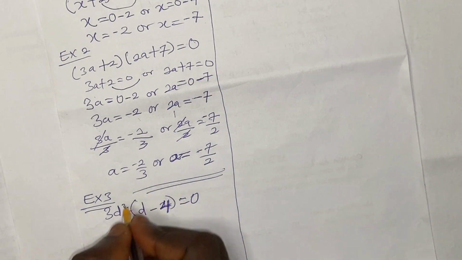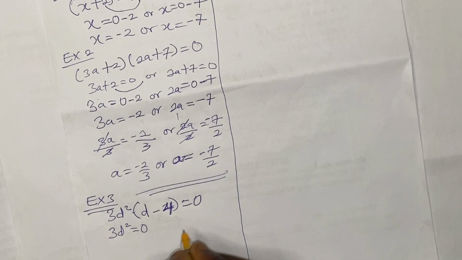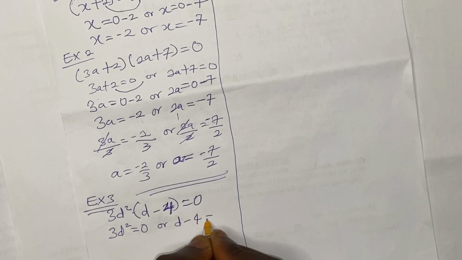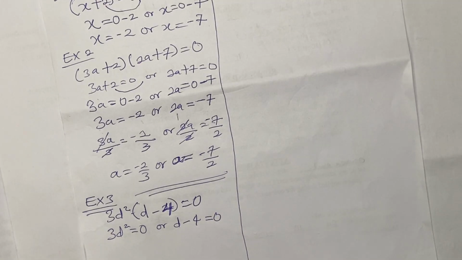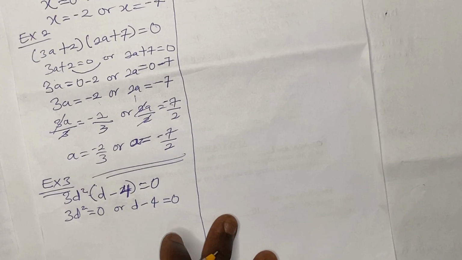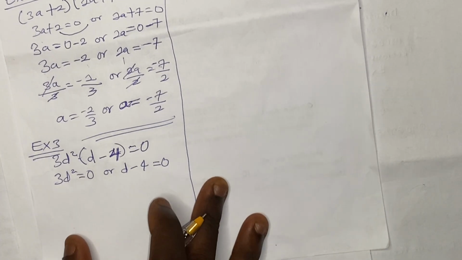So what would that be? That would just be 3d squared equal to 0, or d minus 4 equal to 0. Are you seeing that now? You can see what I'm saying. 3d squared equal to 0, or d minus 4 equal to 0. So what will you have?